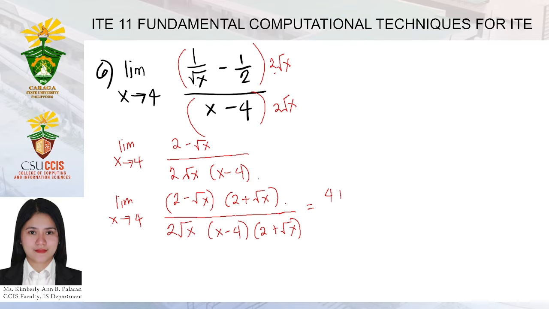So, we get 4 plus 2 square root of x minus 2 square root of x minus x over 2 square root of x times x minus 4 plus 2 square root of x.